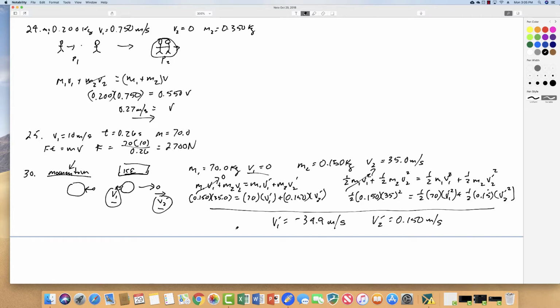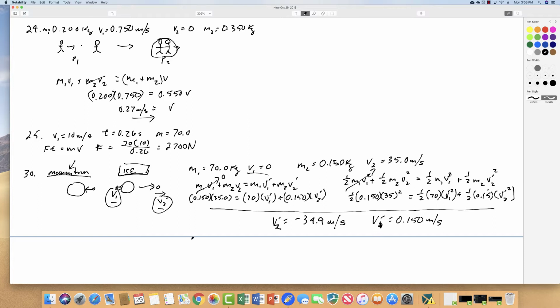This is in the positive direction, so the goalie ends up, actually I drew the picture opposite is what it ends up. And so this is how things end up. This is actually V2 prime and this is V1. Sorry, I got the answers backwards.